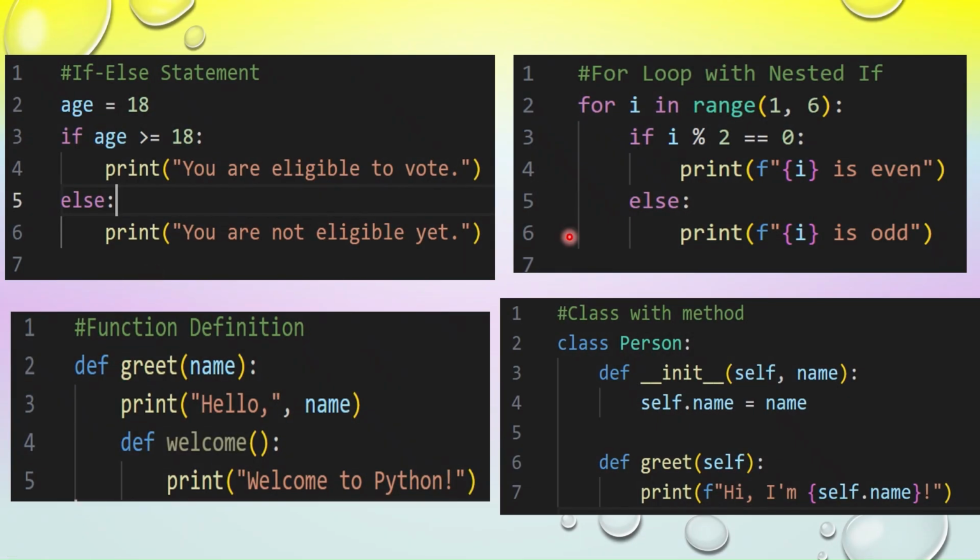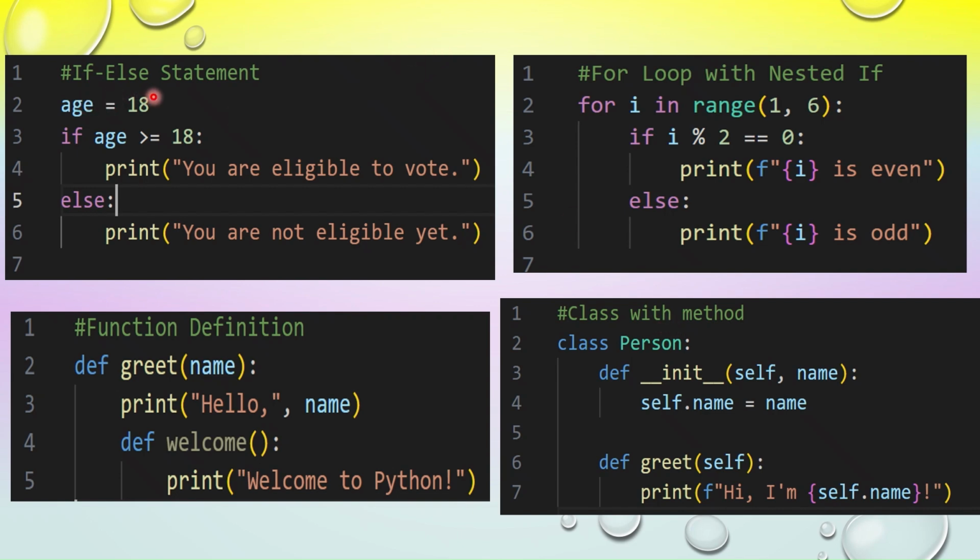So here I have given 4 examples to show you how indentation needs to be given in different scenarios. The first scenario is for an if else statement, the second scenario is a for loop along with a nested if, the third scenario is for a function definition, and the fourth scenario is for a class with methods.